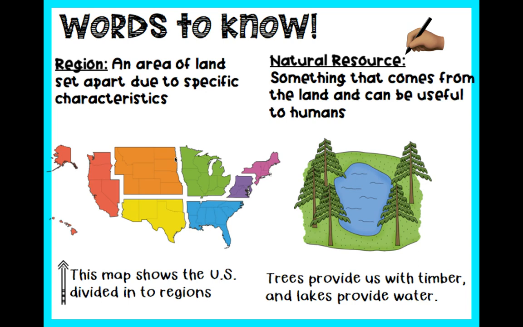Another word is natural resource. Natural resource means something that comes from the land that can be useful to humans. An example is trees because they provide us with timber, and lakes that provide us with water. So we use the timber and the wood from different trees to build different things, and the lakes we use for water. Those are considered natural resources.